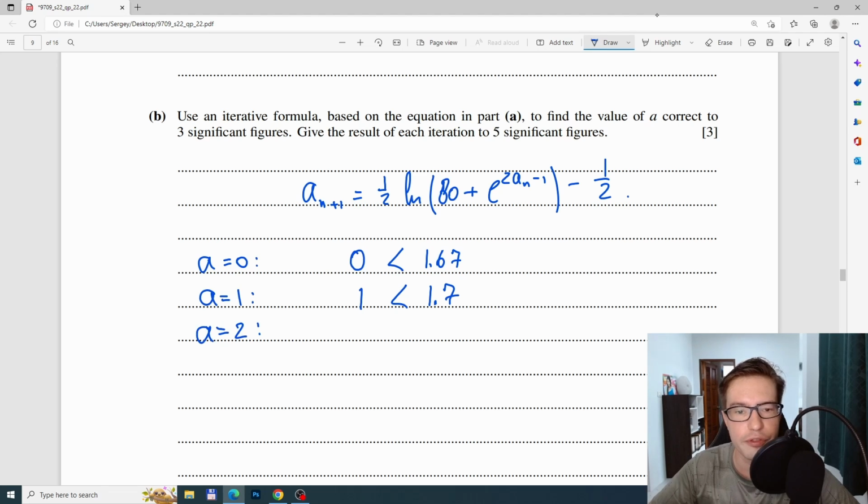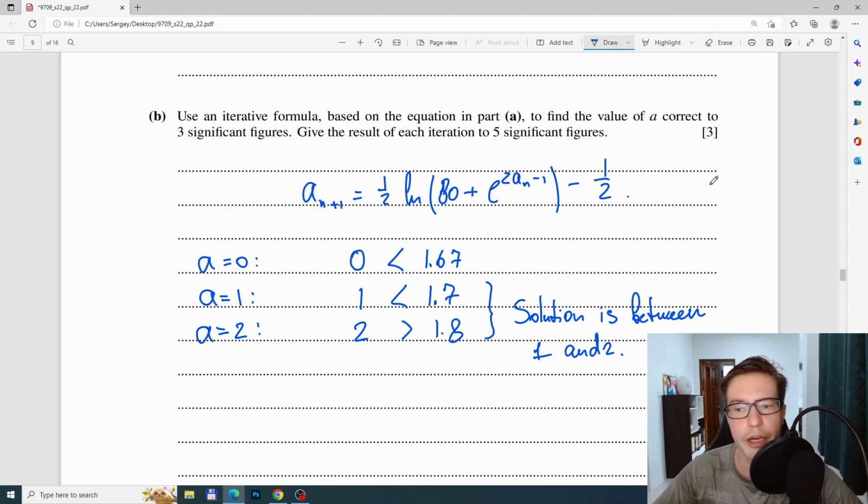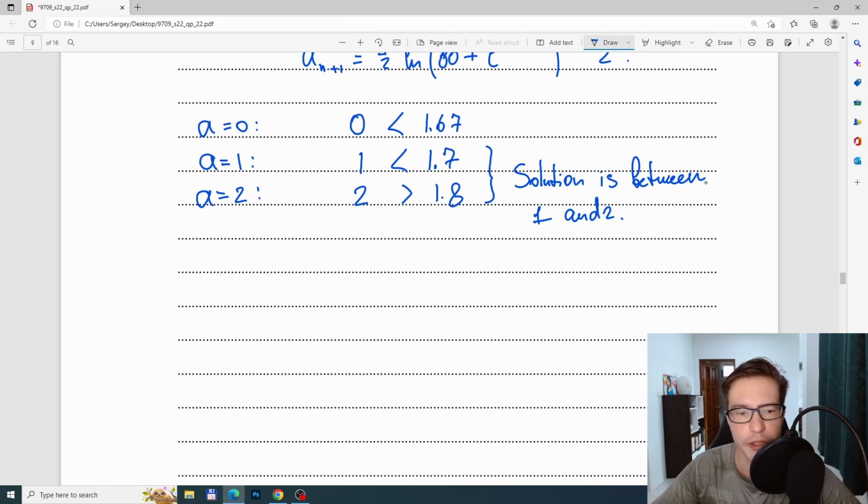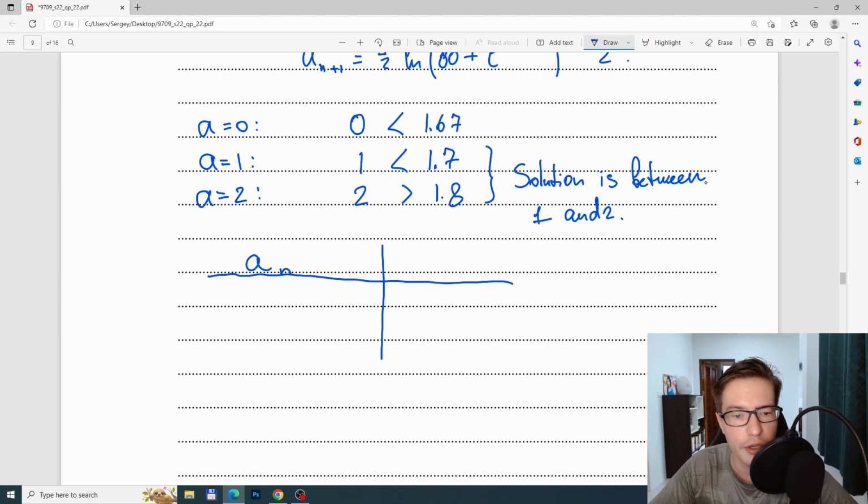How about a equals 2? On the left side, we get 2, and on the right side, when I substitute it, I'll get 1.8. So now the left side of the equation is bigger than the right side. That means the solution is somewhere between 1 and 2. Okay, so now I can choose any number between 1 and 2 to be my first a(n). And I will choose this to be 1.7.